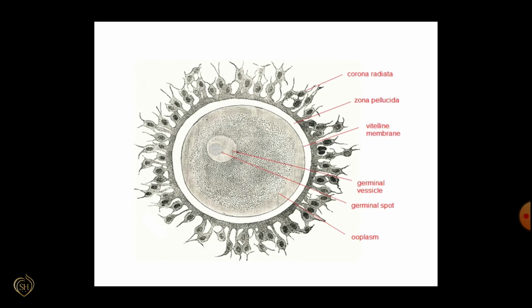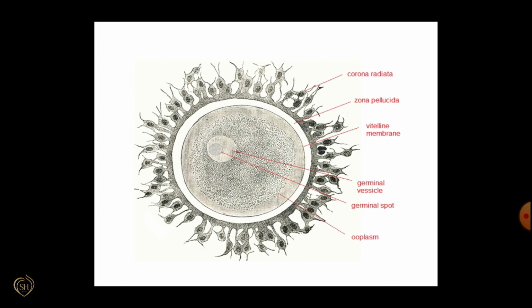This is the structure of the secondary oocyte with a zona pellucida layer. During ovulation, the secondary oocyte with a zona pellucida layer comes out from the Graafian follicle along with the epithelial cells. These epithelial cells are radially arranged around the zona pellucida layer. Then it is called the corona radiata.